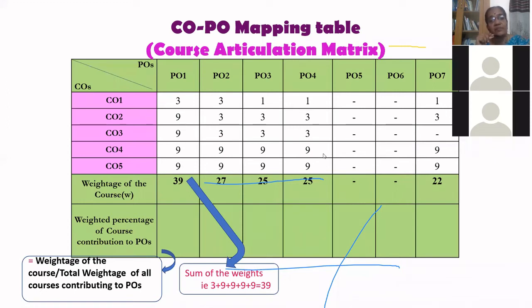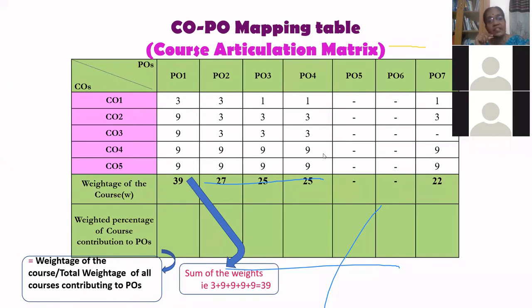The PO1 first column is 39: 3 plus 4 nines, so the sum of all these weights equals 39. Then PO2, the sum 3 plus 3 plus 3, 9 plus 9, is 27. Then 1 plus 1 plus this. These are all column sums.